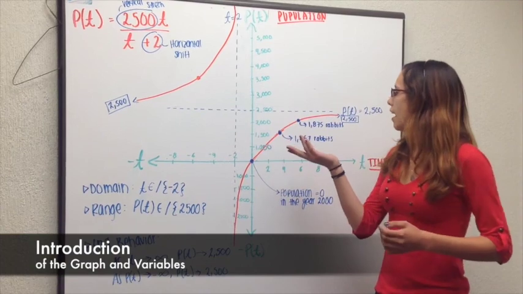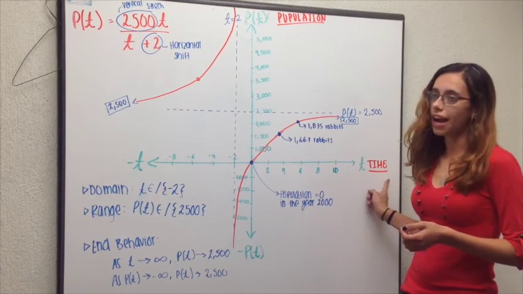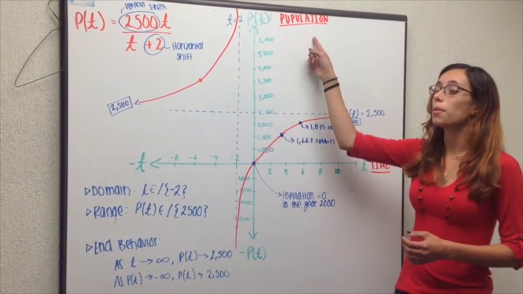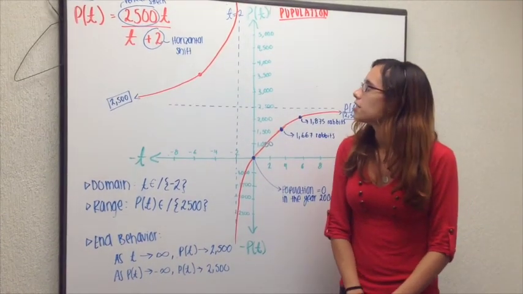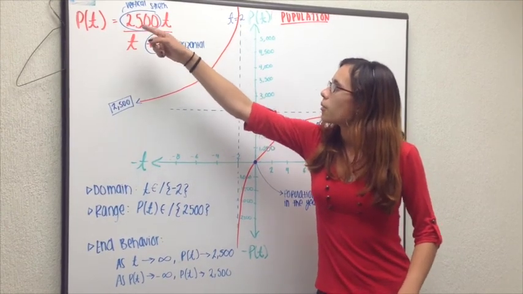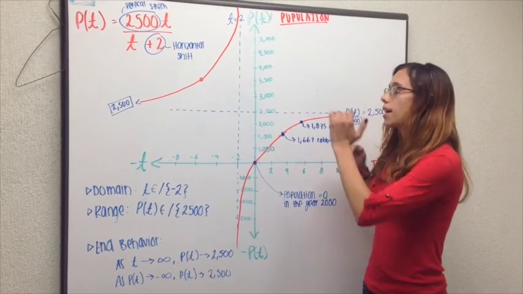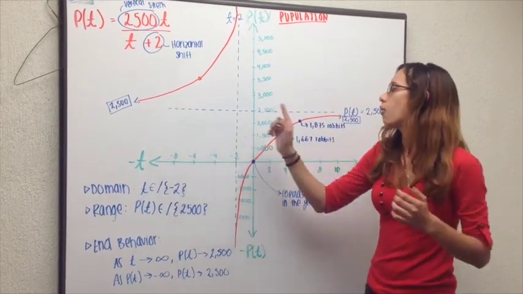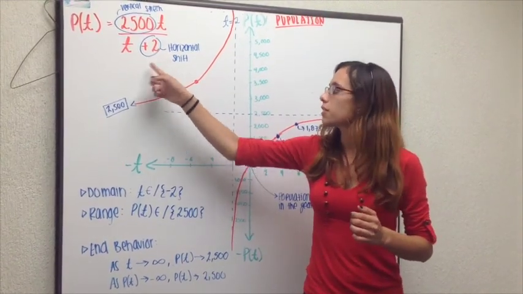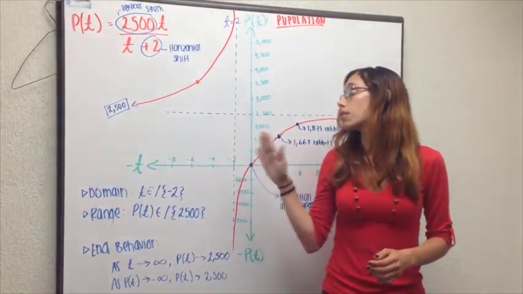Our graph, and the t here, which is the x, represents the time elapsed, and p(t), which represents the y, represents the population. And as you can see here, here's our equation. This top number represents the vertical stretch, so how much the graph is stretched from the horizontal asymptote. And here we have our horizontal shift. Since this is positive 2, it would be negative 2, so it would move minus 2 to the left.